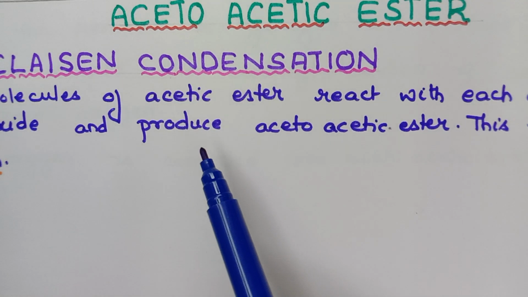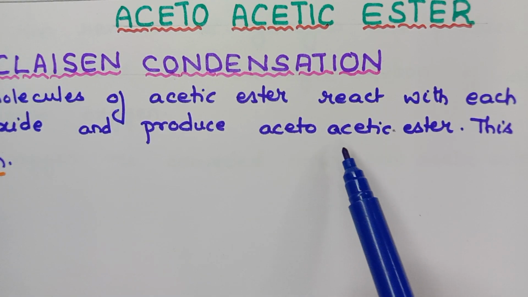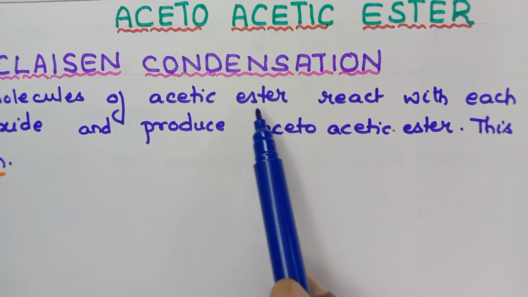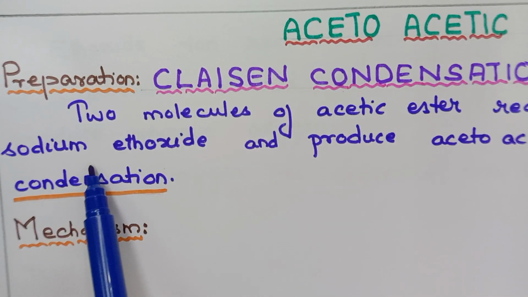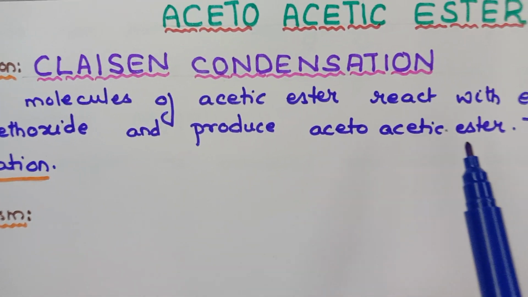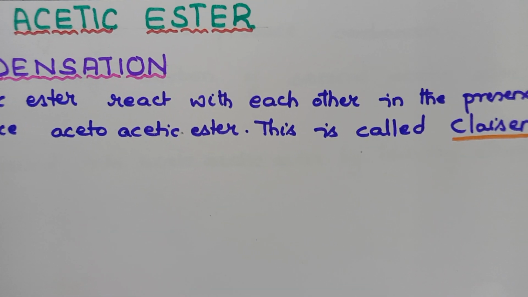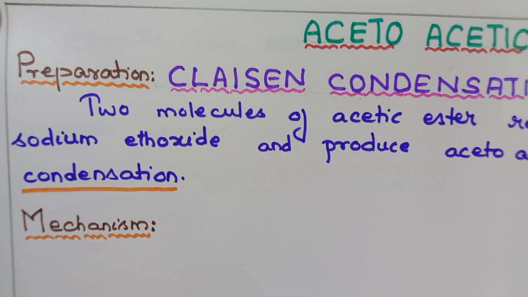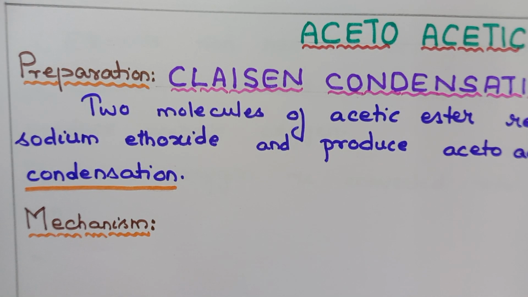Okay, so in Claisen condensation, the final product is acetoacetic ester. How are we getting it? From two molecules of acetic ester. They react with one another in the presence of sodium ethoxide. Fine, and this reaction is called Claisen condensation. Okay, so I think the notes are clear, students. This is the general statement of Claisen condensation.